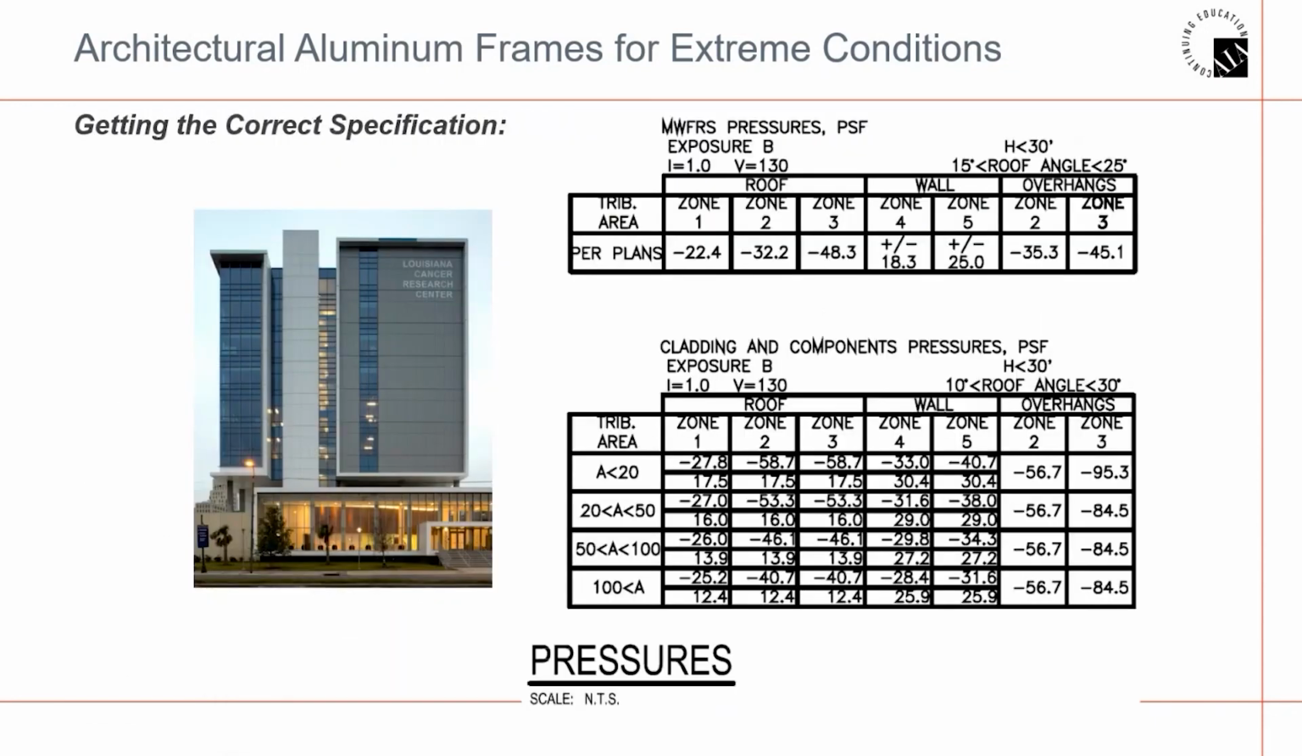Here's an example of a components and cladding chart showing the positive and negative pressures calculated for each zone. IBC requires this type of chart be included, typically in the general notes section of the structural drawings.